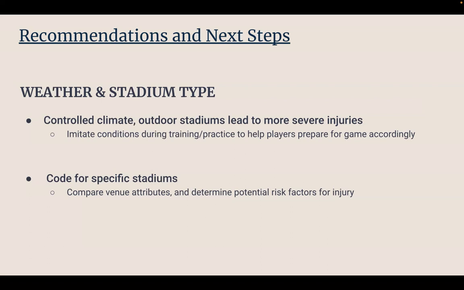And then I think I would like to know a code for specific stadiums. I know this data also would most likely have to be anonymous, but I would like to know if more injuries are occurring at particular venues over others. Then, knowing this information, I think we could compare the attributes of different venues and determine potential risk factors for injury. Are injuries occurring more at some venues than others? I think it's important to look into that as well.